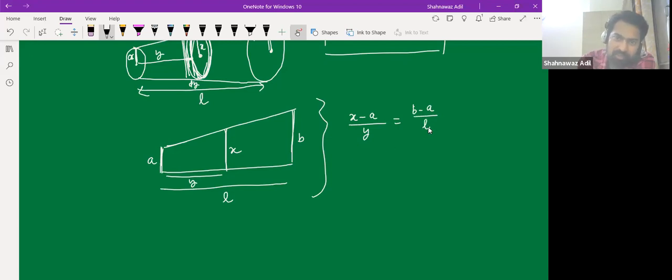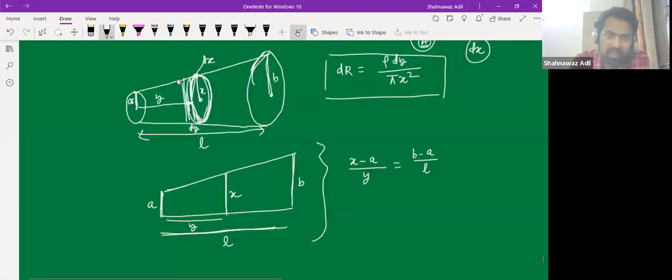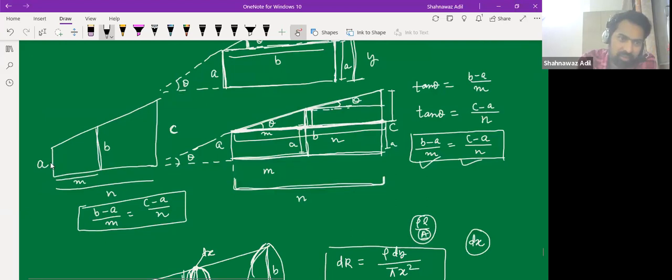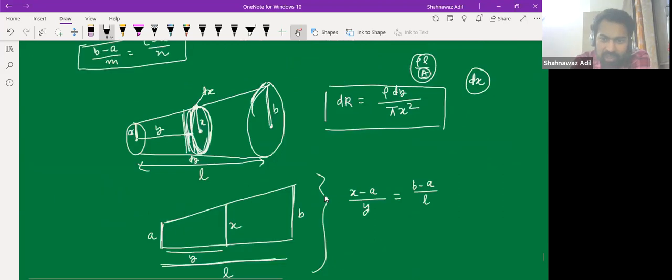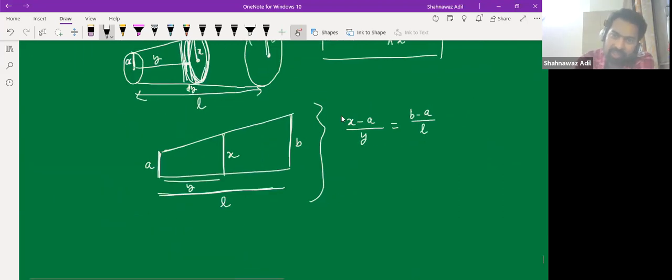Okay, so is it y or L? This one is L, right? From here to here. So just look at whatever we did here. This was b minus a divided by m, and then c minus a divided by that. This was what we got, right? So similarly, we have used that in here. So this is the result that we get. Is this clear? Yes, sir, clear.